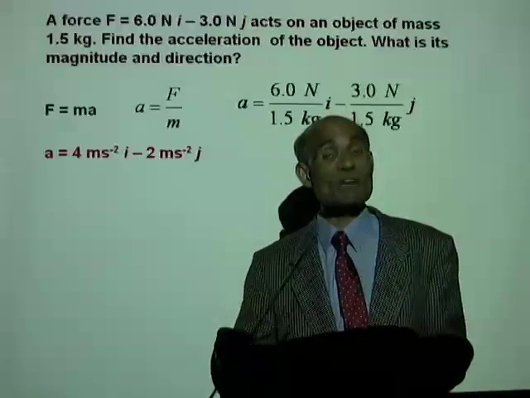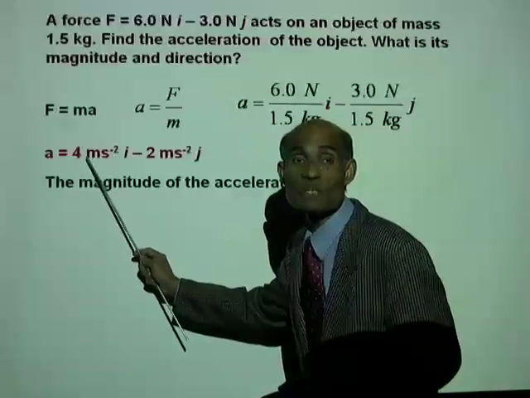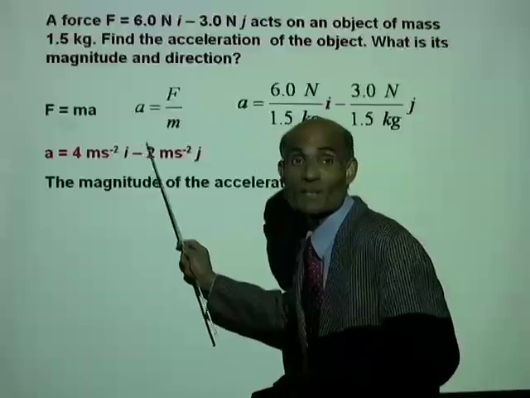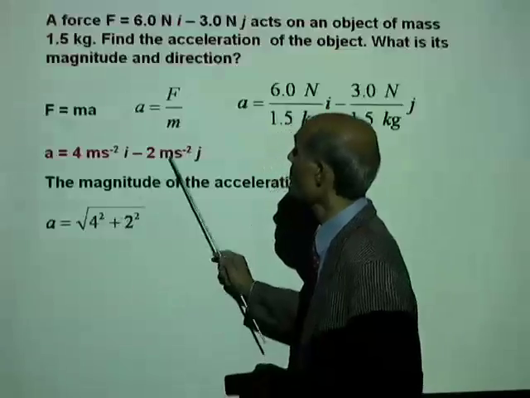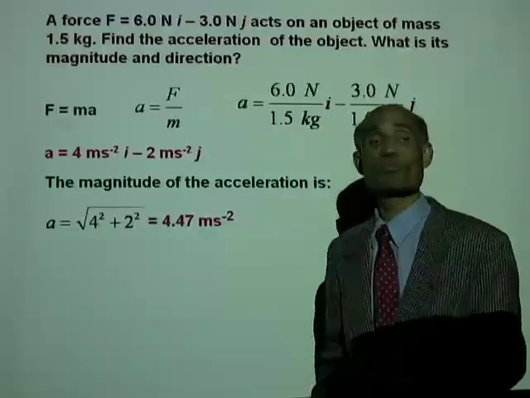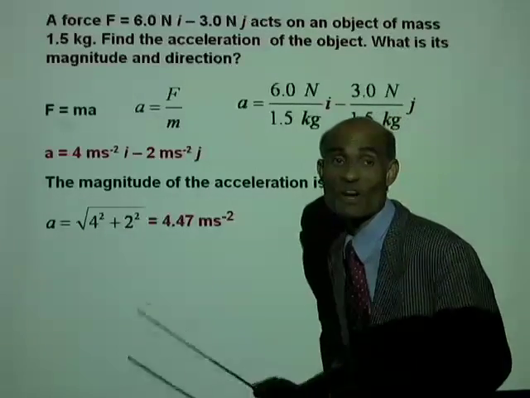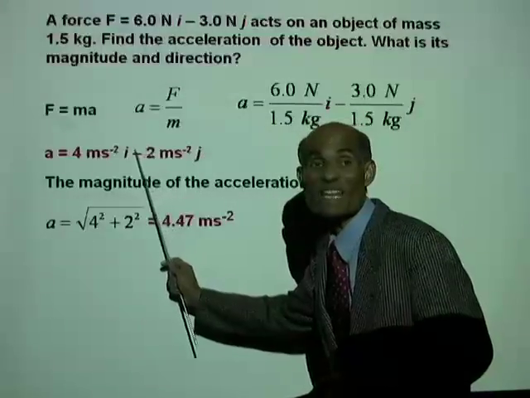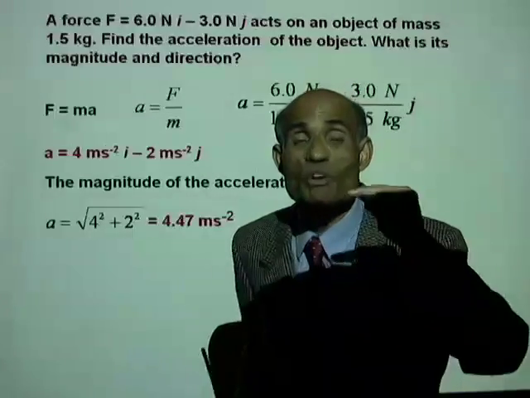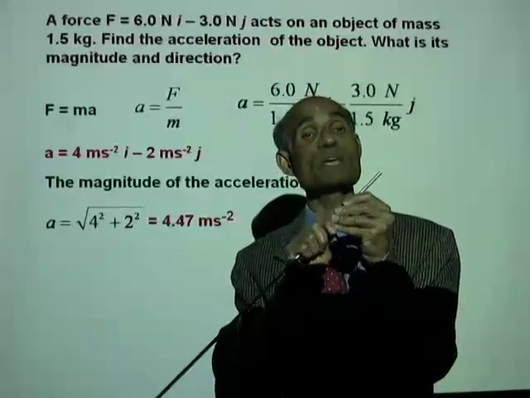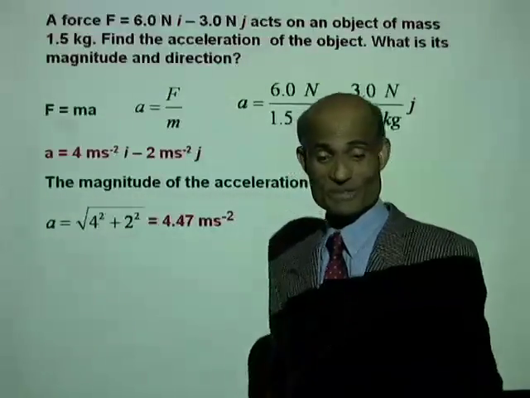How do you write it in the magnitude angle form? Well, the magnitude of the acceleration will be square root of x squared plus y squared. So A equal to square root of 4 squared plus 2 squared, that is 4.47 meter per second squared. And what is the direction of that acceleration? Notice that y is negative, x is positive. Tell me, what is the quadrant in which this acceleration vector is going to be? Y is negative, x is positive. It is the fourth quadrant.